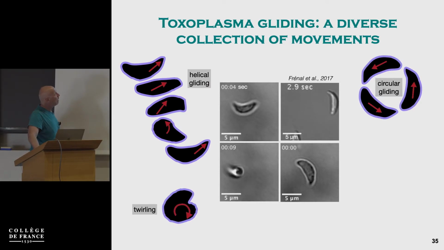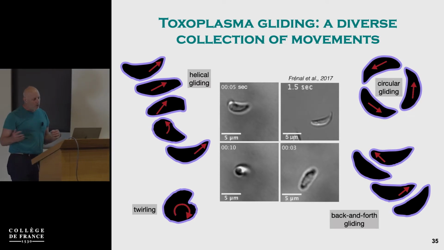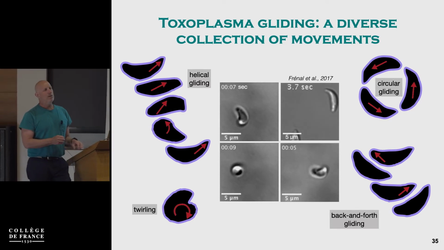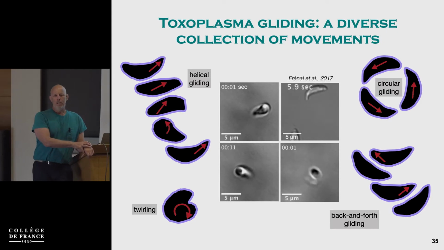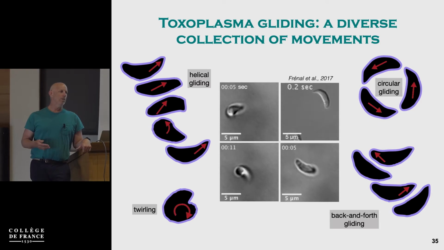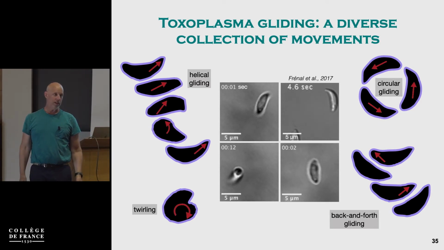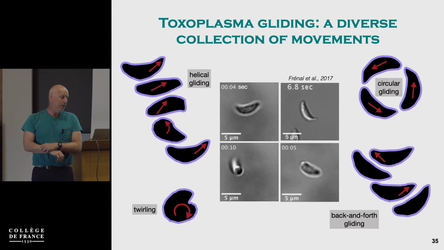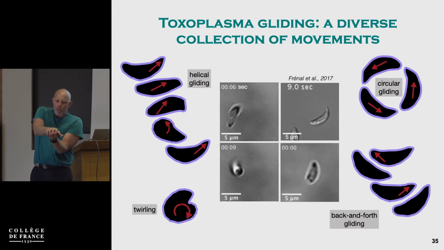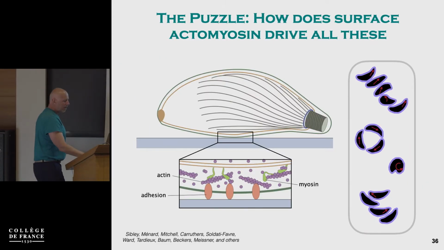There's circular gliding, there's helical gliding, there's twirling, and then there's this back and forth gliding that you see here. And so the thing I would pose for you is, if you think about eukaryotic cell motility, there's generally two modes of motility that most people would think of. One is swimming with flagella, such as Chlamydomonas, and the other is shape-change-induced crawling. This thing is basically rigid body motion.